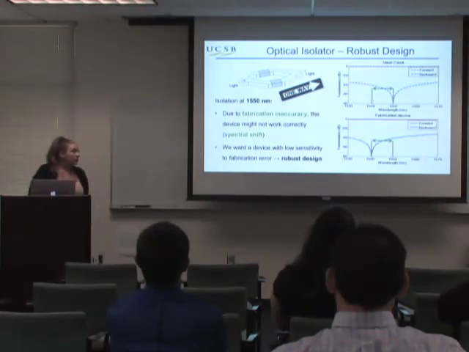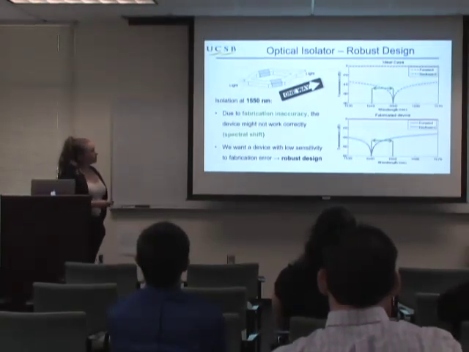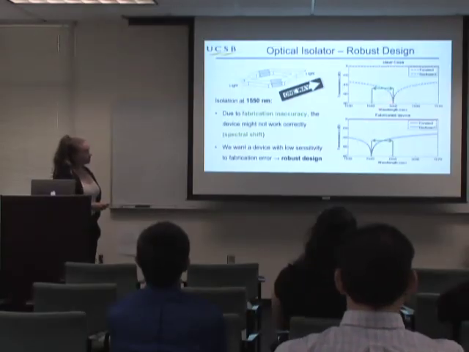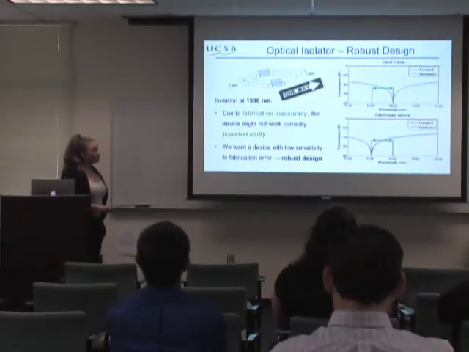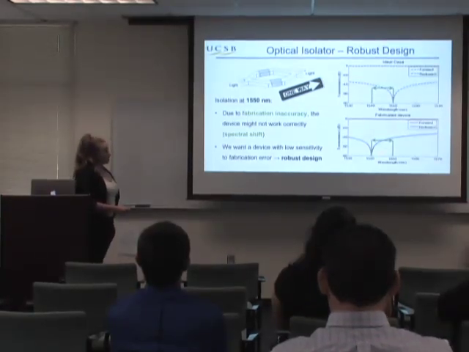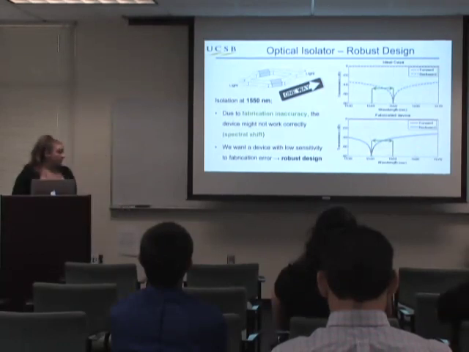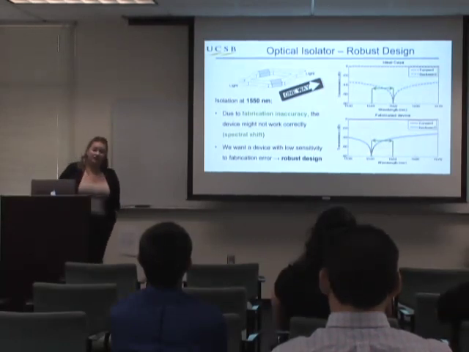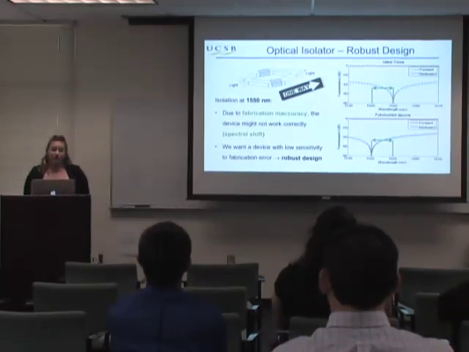Because of fabrication inaccuracy, we find a spectral shift. From the ideal case, we would like isolation to occur at 1550 nanometers, but because of fabrication errors, these kinds of shifts happen. So we need to design a device that will not be as sensitive to these fabrication errors that we find.